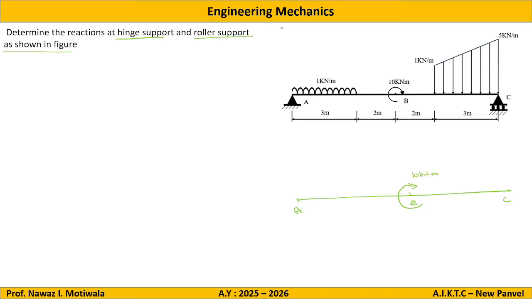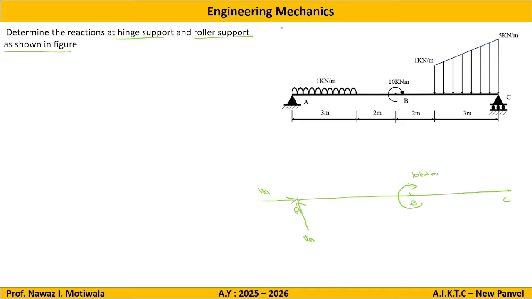Then convert all the supports into reactions. So there are two supports at point A. There is a hinge support, so it will be converted into two point loads, that is VA and HA.